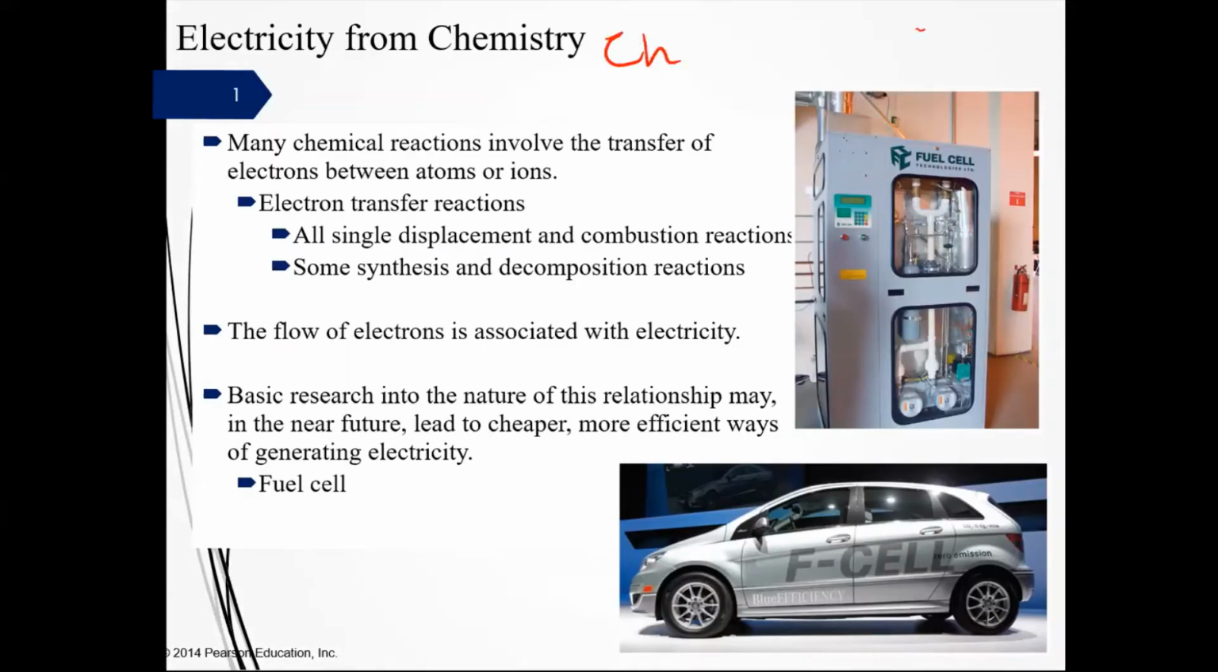This is chapter 18. And this is us moving away from our equilibrium into another process called electrochemistry. Right? And so electricity is involved with chemistry. We see electricity because electricity is the flow of electrons. And so we can see this in a chemical reaction because there can be a transfer of electrons between the atoms or the ions involved.